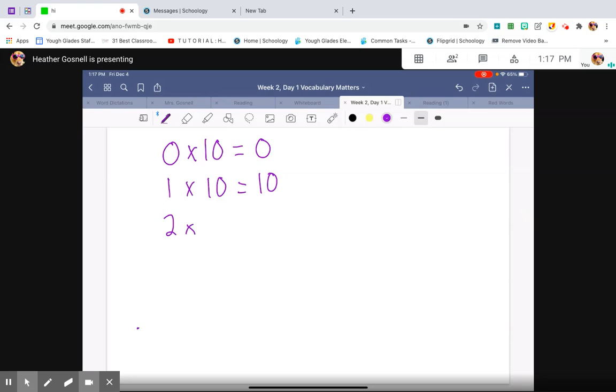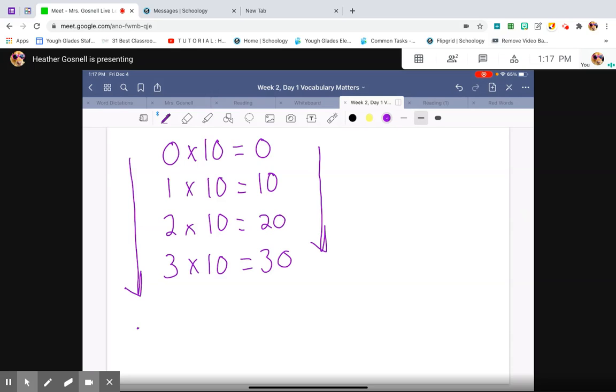The first pattern you're probably going to notice is I am going in order on this side. Notice I'm going 0, 1, 2, 3. Oops, messed that up for a second. And also notice that I'm counting by tens on this side. If you look at it, there's a pattern of 10 because I am multiplying by 10. 4 groups of 10, 3 groups of 10.